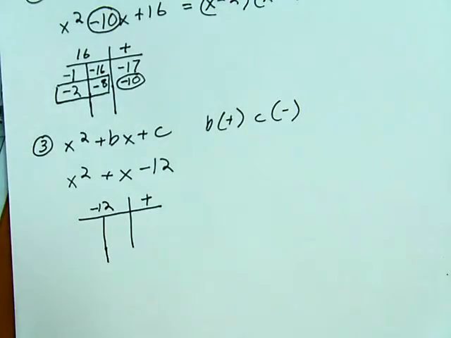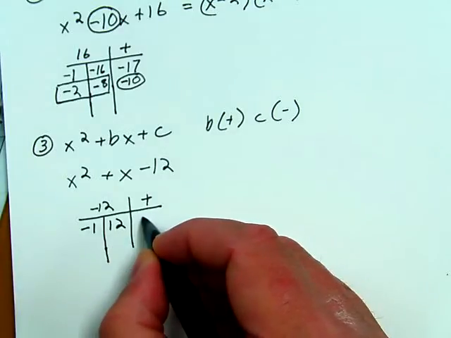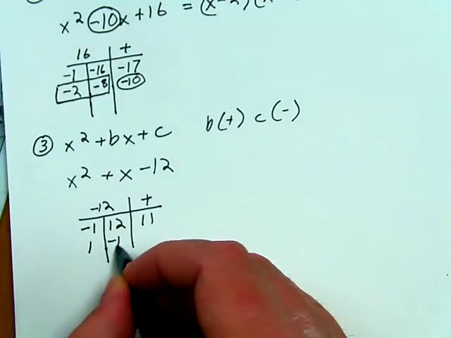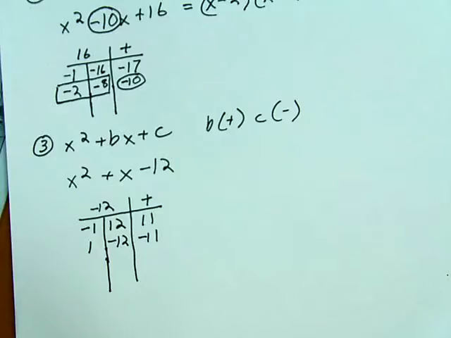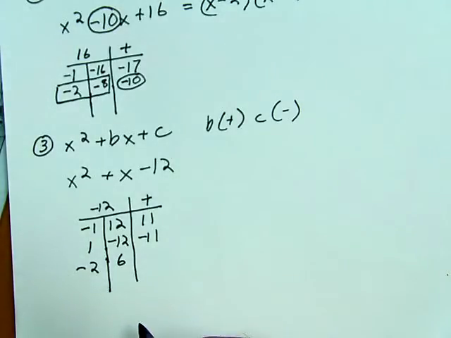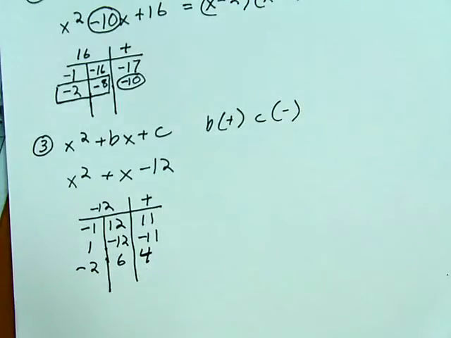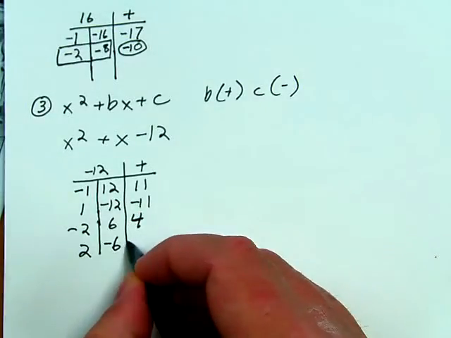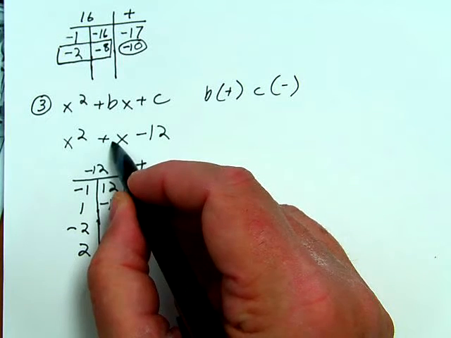All right. When I multiply two numbers together to get negative 12, I get negative 1 and 12. They add together to be 11. That's not what I'm looking for, so let's try 1 and negative 12. That's negative 11 when they add together. That's still not what I'm looking for. Let's try negative 2 and 6. Negative 2 times 6 added together gives me positive 4. That's not what I'm looking for. So let's try 2 and negative 6. That gives me negative 4. That's not the 1 I'm looking for.